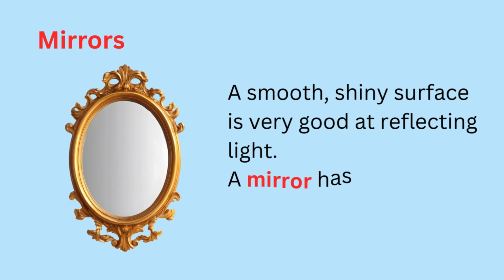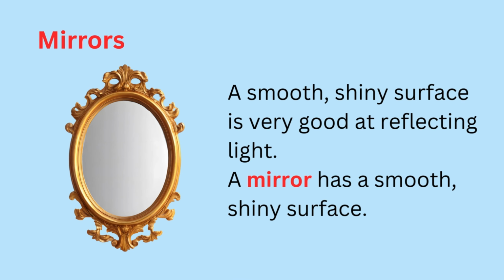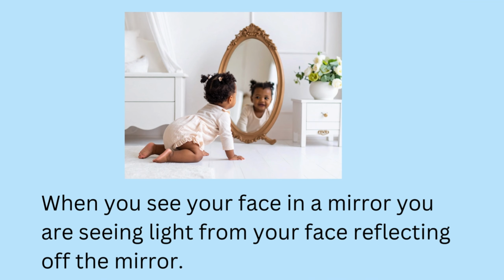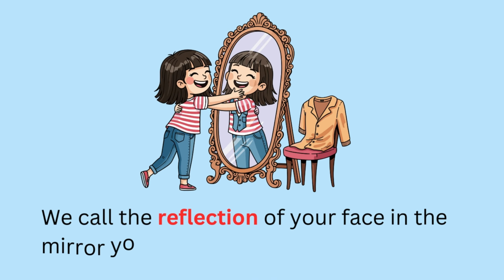Mirrors. A smooth, shiny surface is very good at reflecting light. A mirror has a smooth, shiny surface. When you see your face in a mirror, you are seeing light from your face reflecting off the mirror. We call the reflection of your face in the mirror your image.